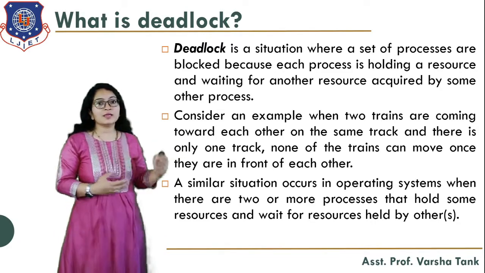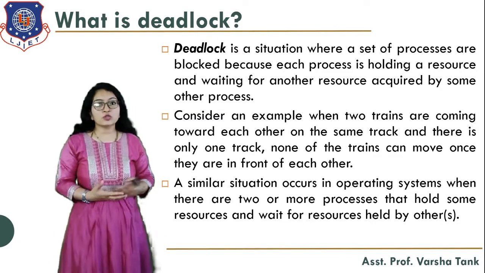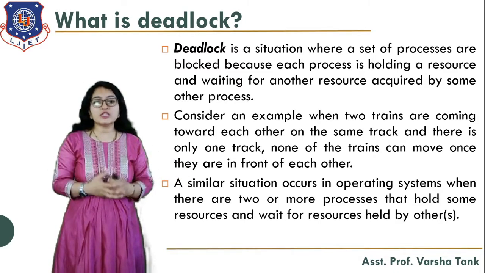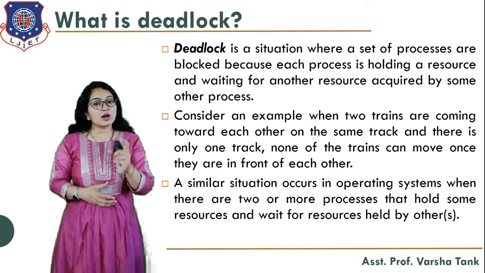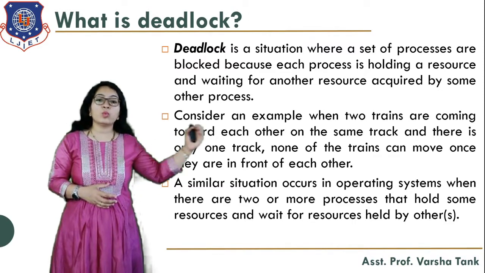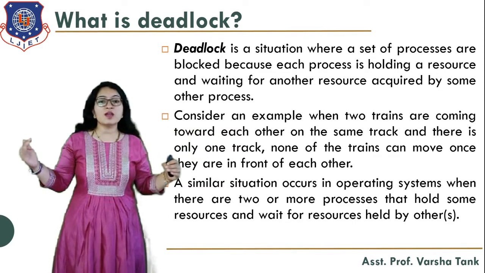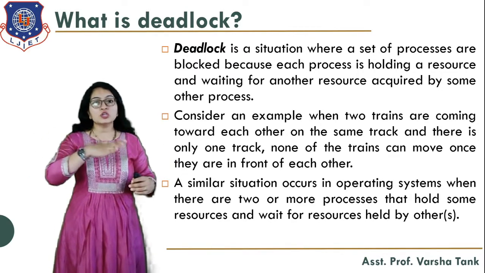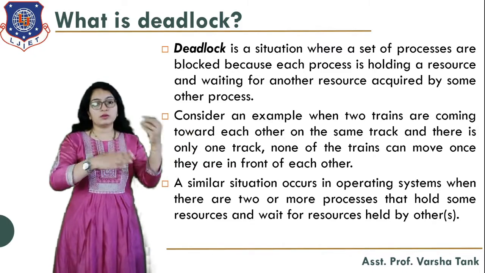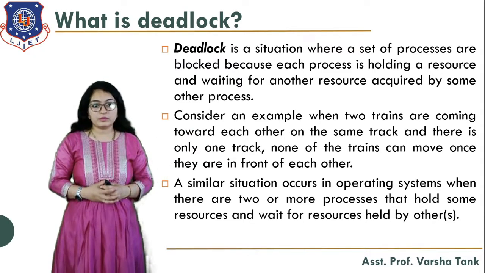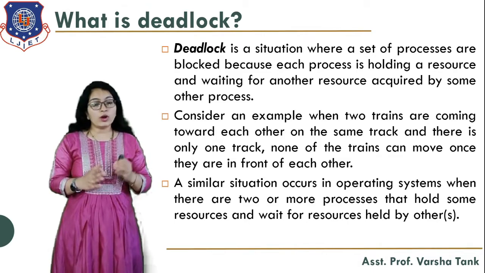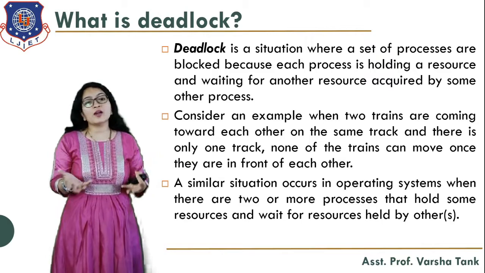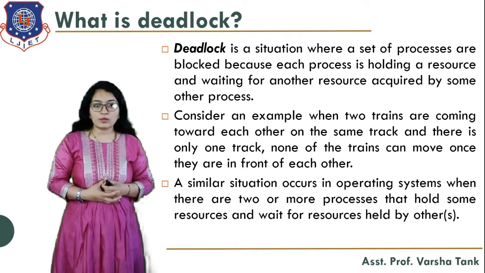And again, you can consider the example of the train also. When two trains are coming towards each other on a single track, there is only one single track, and one train is coming from this direction and another train is coming from this direction. So what will happen? Accident will happen. So what is the possibility? One train should be backed up, then and only then we are able to resolve the deadlock.